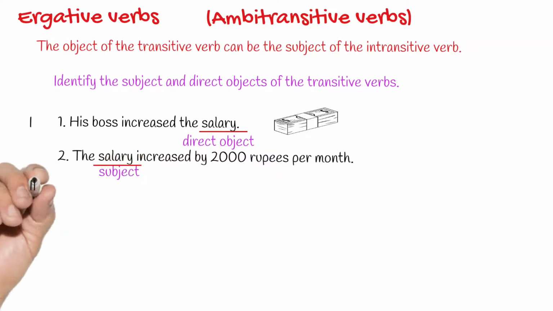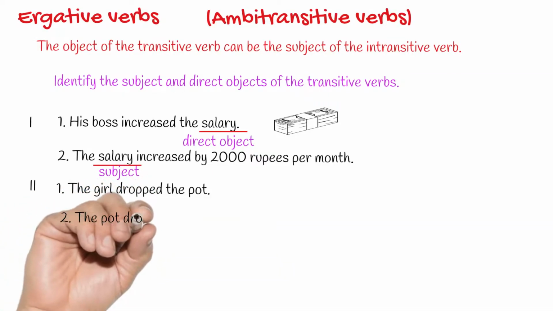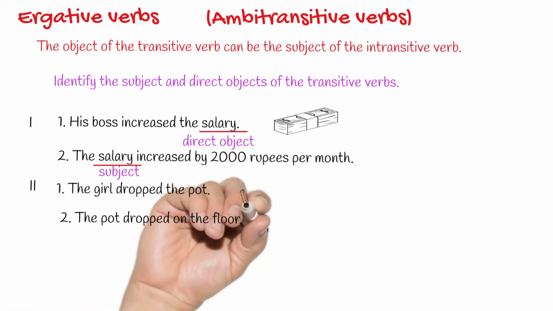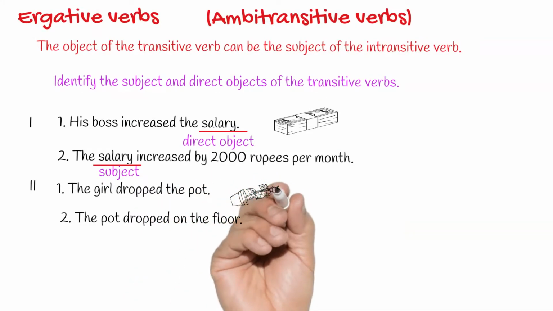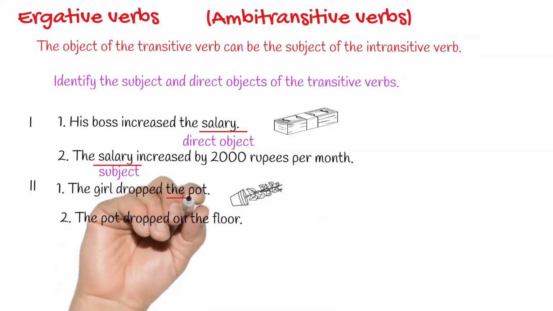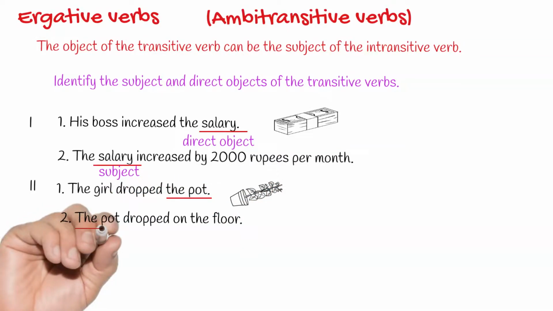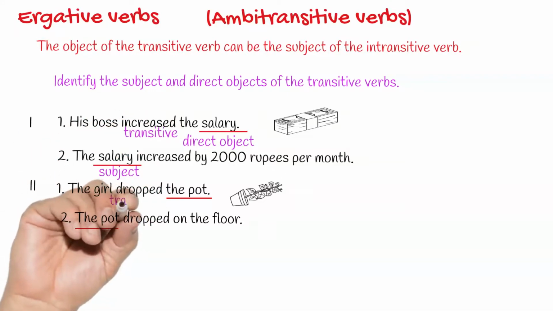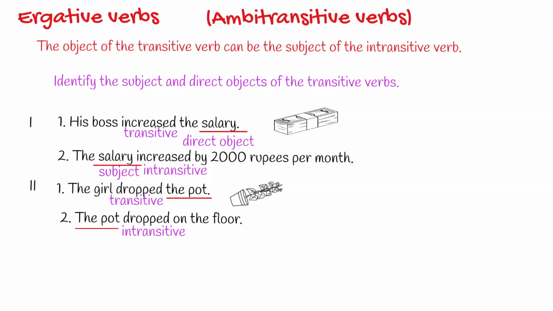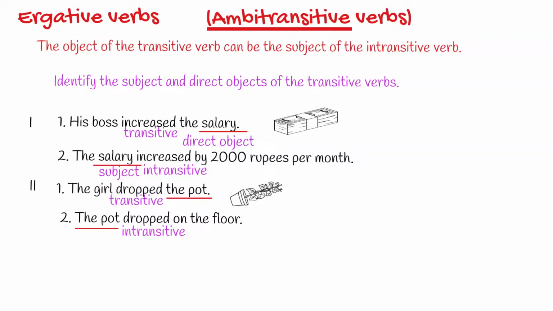Example number 2. The first sentence: The girl dropped the pot. Second sentence: The pot dropped on the floor. The verb in the first sentence is transitive as it has a direct object. The direct object is the pot. In the second sentence, the pot is the subject of the same verb. You can observe the verb in the sentence behaving both transitively and intransitively. It is ambitransitive.